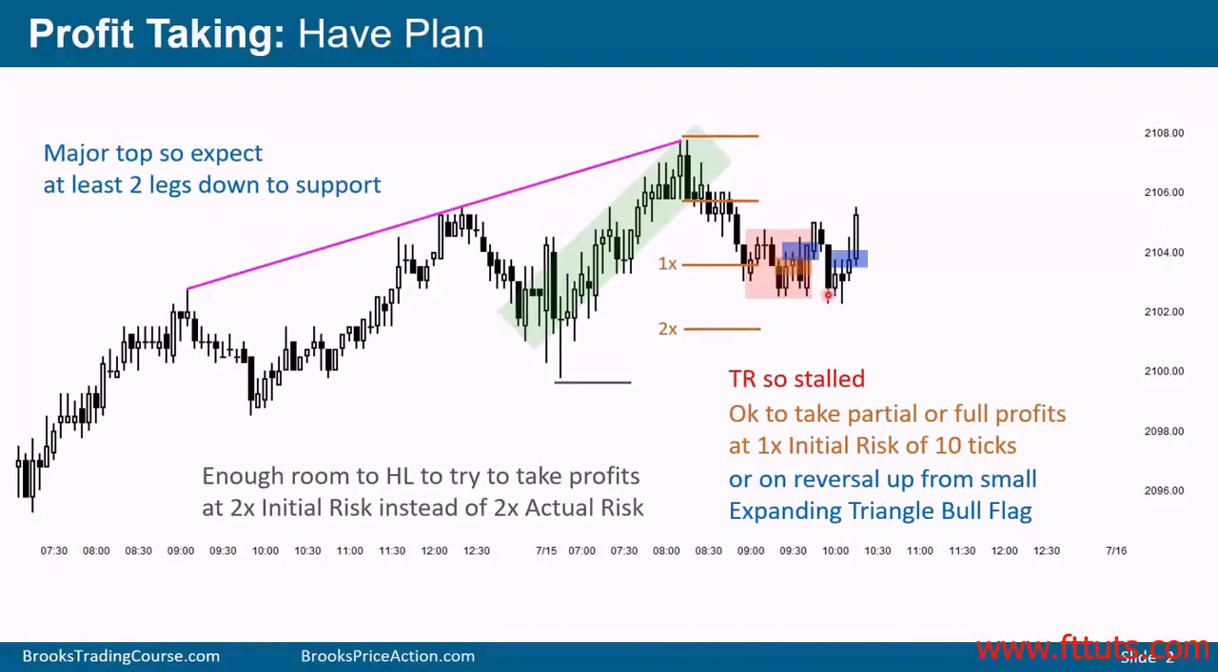Here we have a failed breakout below this small double bottom, and we have a micro double bottom. Also reasonable to get out above this bull bar. Even though it's only 1 times your initial risk and you really wanted 2 times, it's reasonable to get out. You can stay short, keeping your stop up here, maybe above the top of this bull bar.